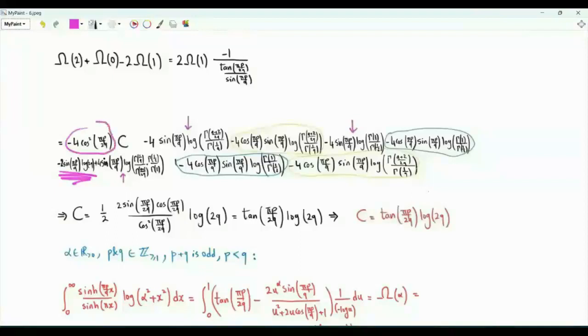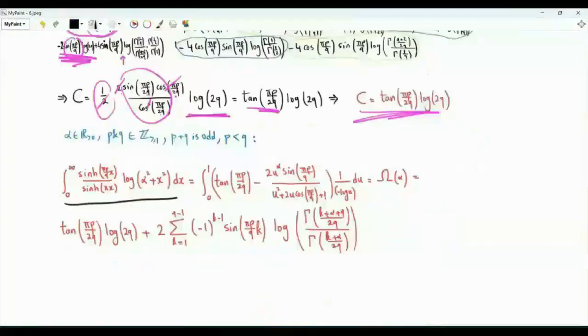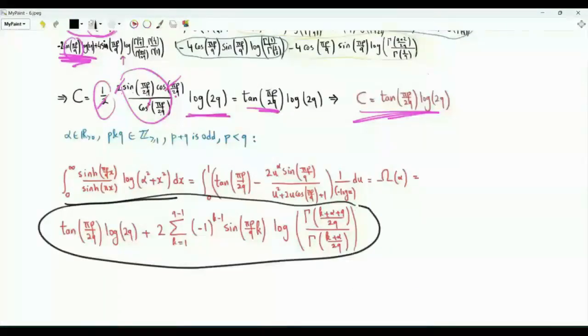Dividing both sides by minus 4 times cosine squared, we get that c is equal to minus 2 over minus 4, that's 1/2. And then we have this sine, which can be written as 2 sine pi p over 2q cosine pi p over 2q. And then we have this cosine squared. 2 goes away with 2, cosine with the square, and we end up with the tangent of pi p over 2q multiplied by the natural logarithm of 2q. This is the constant of integration. Our integral of interest is equal to this quantity here.